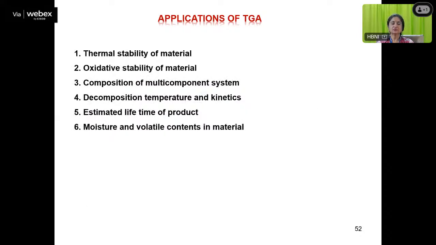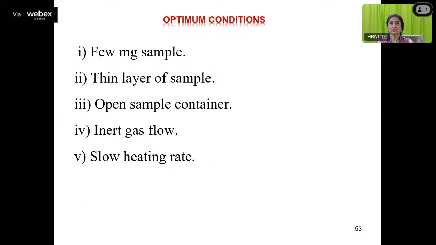So now again continuing that, the thermal stability of material, oxidative stability of material, composition of multi-component system, decomposition temperature and kinetics, estimated lifetime of product, moisture and volatile content in the material, all can be calculated from TGA studies. Now the optimum condition, again to repeat it, is a few milligrams of sample, like 1 to 5 milligrams is sufficient. A thin layer of sample in an open sample container is used.